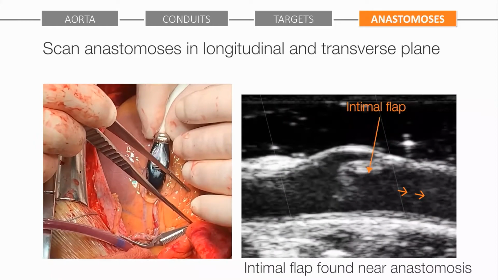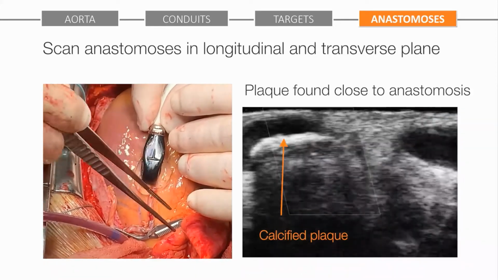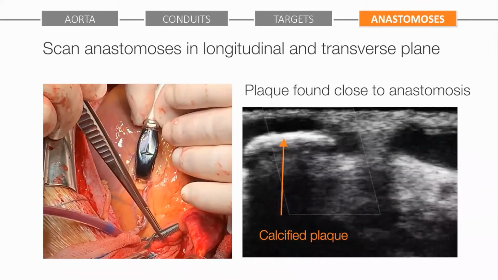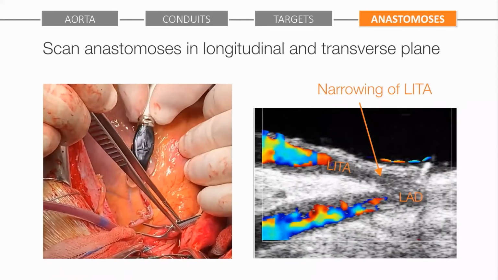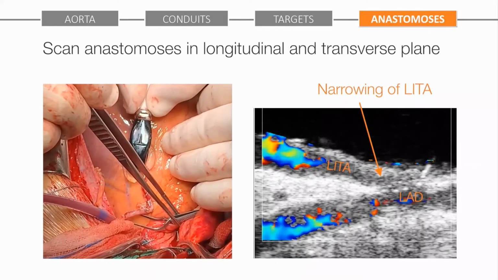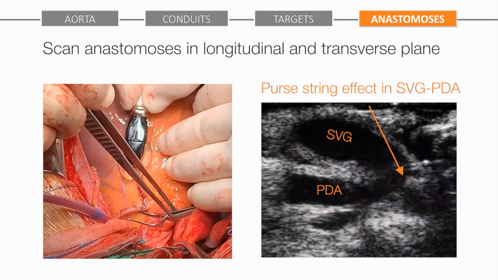This is an intima flap found close to the anastomosis. And this is a large calcified lesion found just distally to the anastomosis. Here you see a narrowing of the heel that was subsequently revised. Here, an example of a purse string effect narrowing the anastomosis.